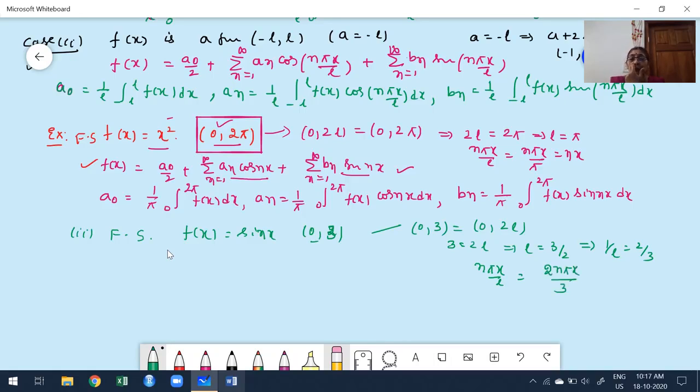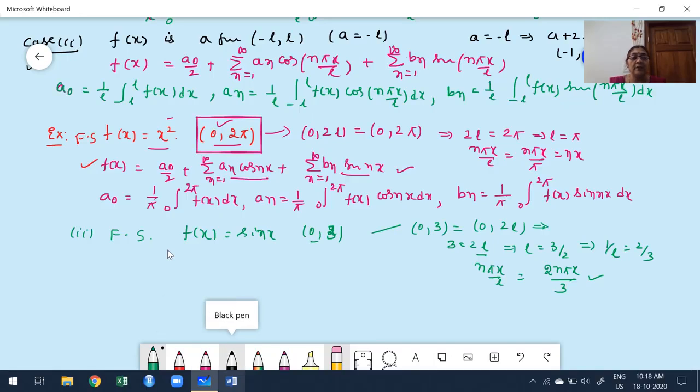You don't do it orally. I am requesting everyone, please do it manually. Then I have to avoid the mistake. Most of the students are not doing it manually. They are going to take it orally. Suppose you do not pick the correct value of L, the entire construction is wrong. You must do it, and immediately we get the value of L and also n pi x by L. Based on that you construct the Fourier series.